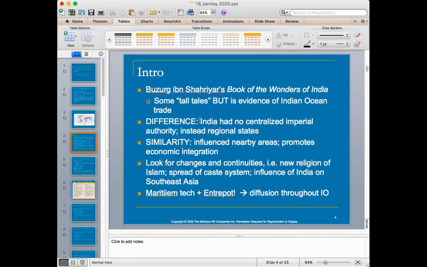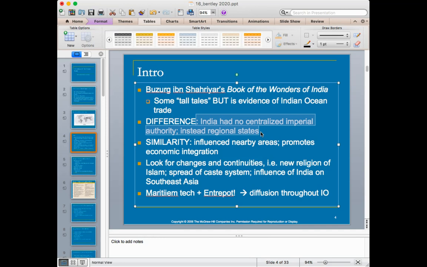One big difference I want you to notice between India and other areas that we studied in the classical dynasty is that India has no centralized imperial authority for a long time. So it had the temporary reunification or re-centralized imperial rule under King Harsha, but most of its history in this post-classical period is going to be regional states. It's not going to see another big centralized empire until the Mughals, which is much, much later. A similarity between them and other post-classical societies is that they're going to influence nearby areas and promote economic integration in the region.